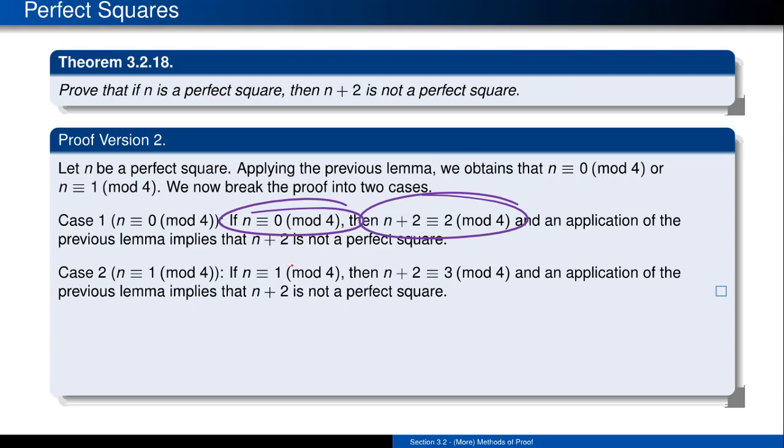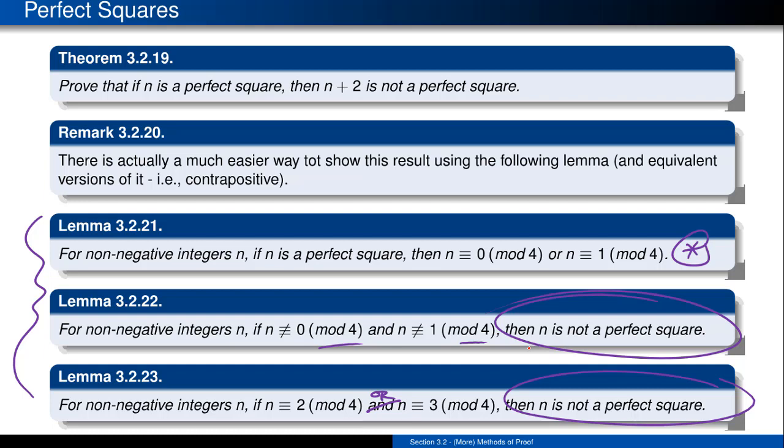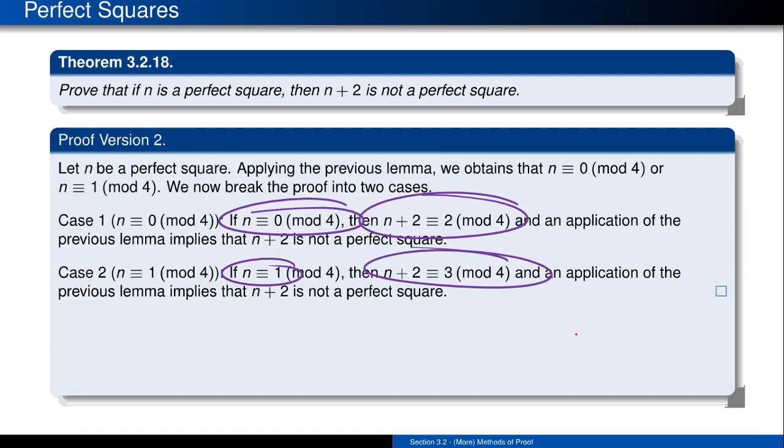Likewise, in that last case, if I start with n being 1 mod 4, if I add 2 to both sides of that thing, I'm going to see that n plus 2 is 3 mod 4. And again, an application of that previous lemma is going to tell me that n plus 2 is going to be living in this 3 camp, which is going to tell me that this thing is not a perfect square as well. So like I said, that is a very slick secondary proof of this thing.